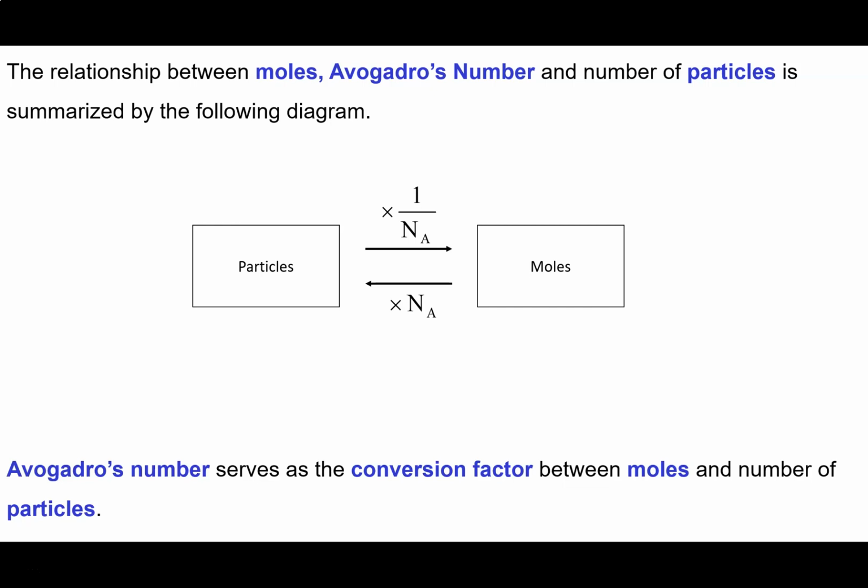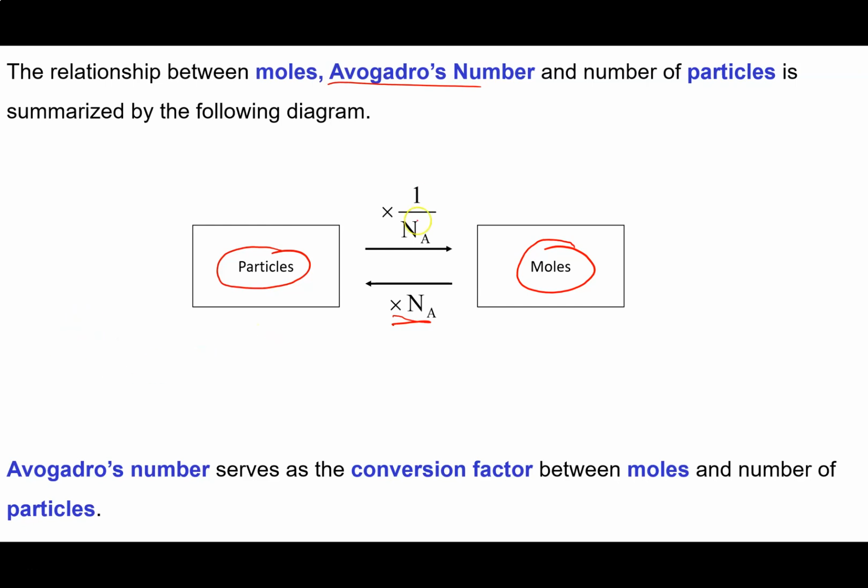So Avogadro's number serves as the conversion factor between our number of particles, sometimes referred to as our number of objects, and the number of moles of those particles or objects. How we do that is, when we're going from particles to moles, we multiply by 1 over Avogadro's number, and when we're going from moles back to particles, we multiply by Avogadro's number. We're going to use this as a conversion factor.